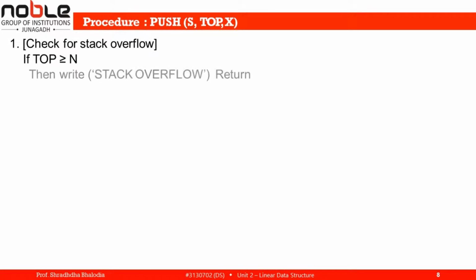Now we move forward to the operations on stack. There are mainly two operations performed on the stack. The first one is the push operation, which allows adding an element at the top of the stack. The second one is the pop operation, which allows removing an element from the top of the stack. First we start with the push operation. The process of adding an element to the top of the stack is called the push operation.